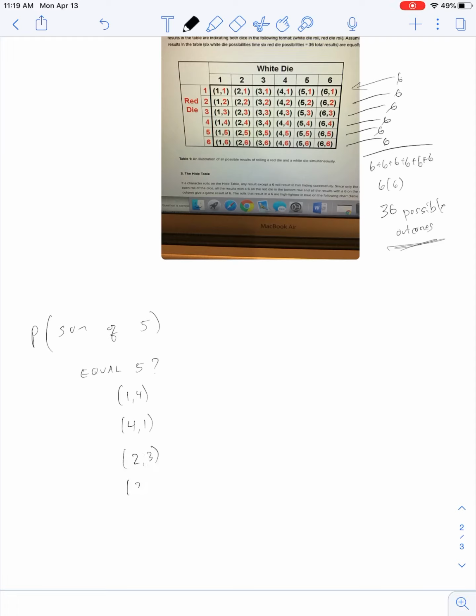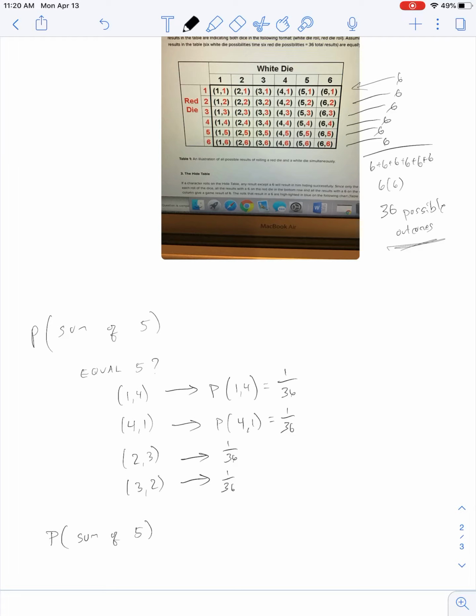We can do it the other way, a 4 and a 1. We have a 2 and a 3. We have a 3 and a 2, right? So the probability of getting a 1 and a 4, well, that's just 1 out of the 36, right? The probability of rolling a 4 and a 1, well, once again, you can only get that one time out of all the 36, right? Which means all of these will be 1 out of 36.